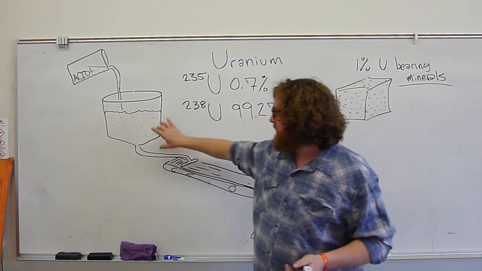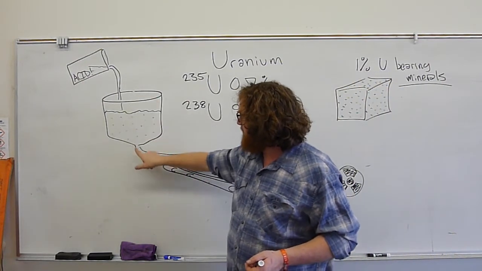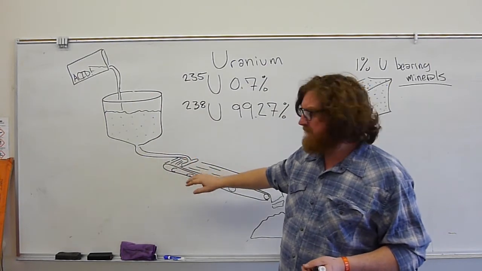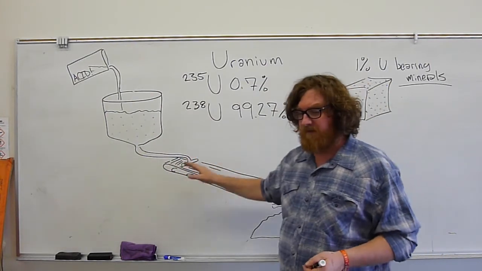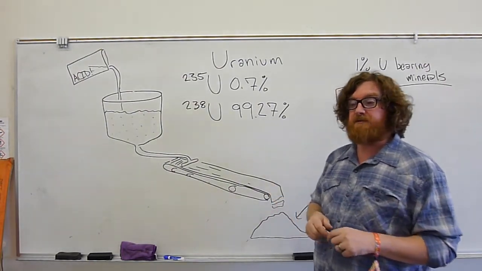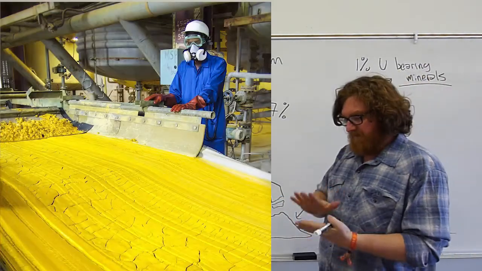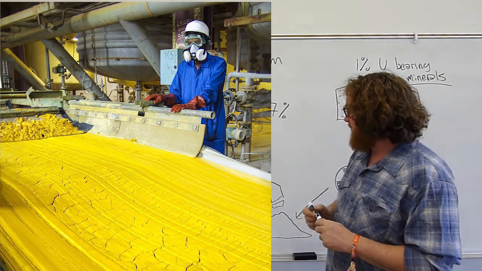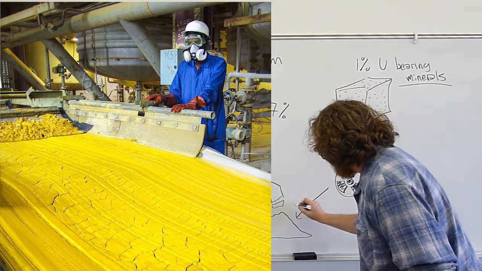This uranium-bearing mineral sludge is essentially uranium. And so that then settles to the bottom, and it's actually dried and put out on these conveyor belts, and it's this yellow powdery material, although it's kind of caked together. And that's actually what we call yellowcake uranium.